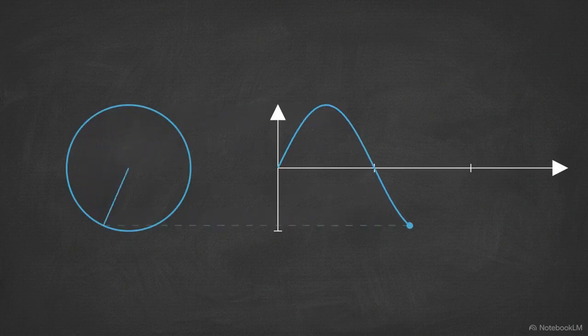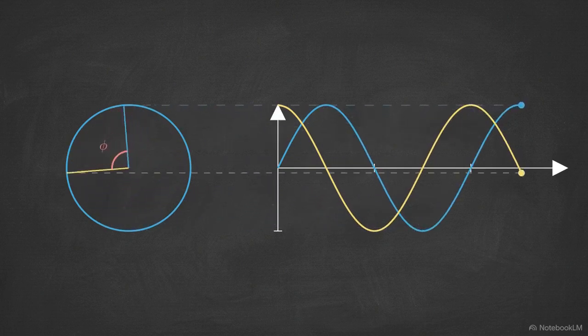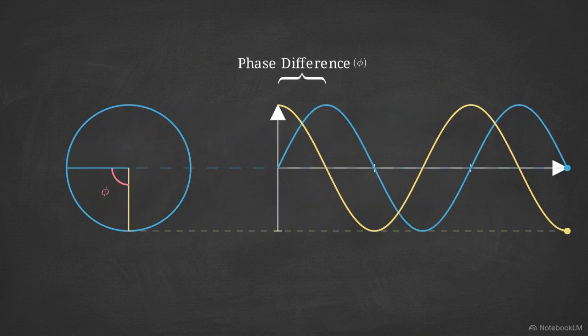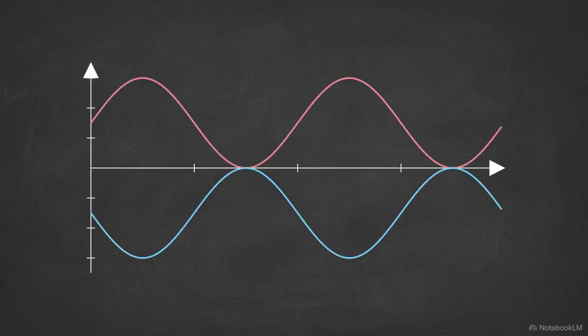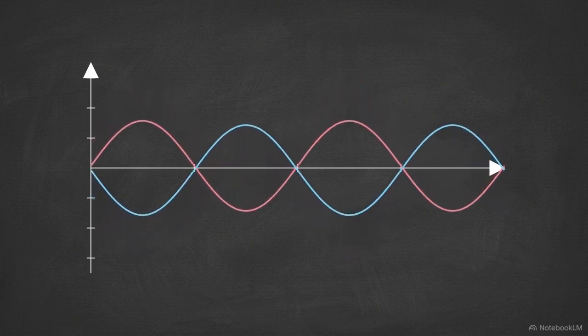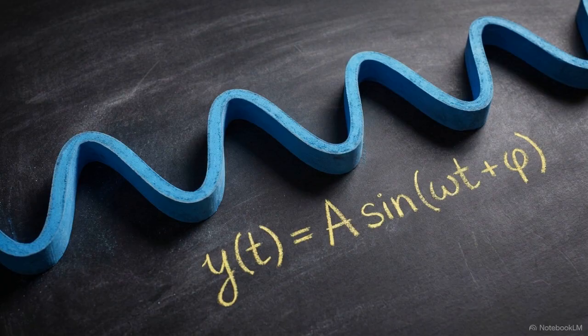We also need to know exactly where the wave begins at time 0. This starting angle is called phase, denoted by the Greek letter phi. Here, a second wave starts at a 90-degree offset, creating a visible phase difference. Phase is critical because two identical frequencies can exist simultaneously in the same space, but if their start times are exactly misaligned, they will cancel each other out entirely.